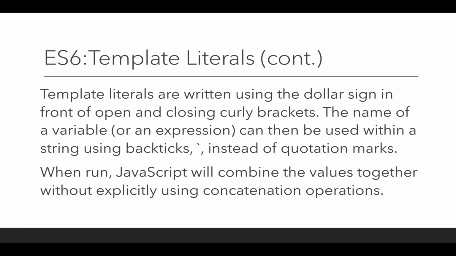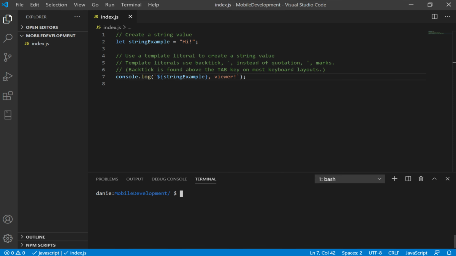Let's look at an example in VS Code. So here we have a string value on line 2. The created string value is equal to the string hi. Down here on line 7, I'm using a template literal.